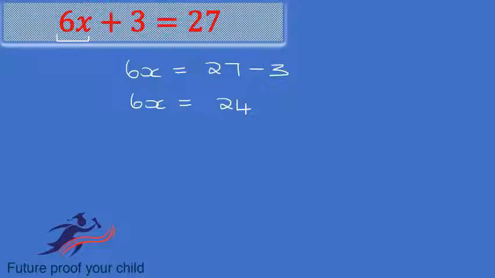6x means 6 times x, so I need to get rid of the 6 by dividing by 6. What I do on the left, I do on the right. 6 and 6 cancel, so therefore x equals 24 divided by 6 is 4.